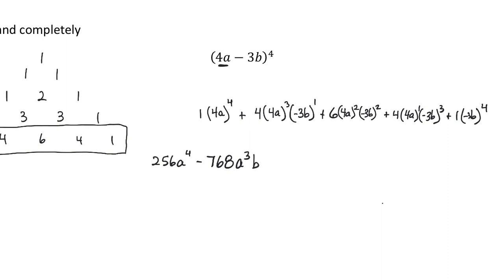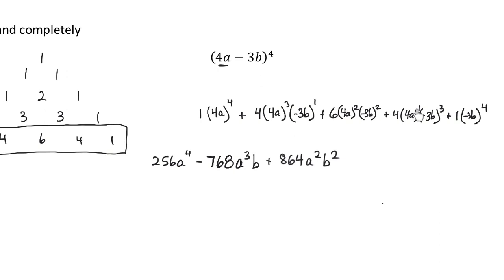All right, the next term, we have 4a raised to the second power. So that's 4a times 4a, which is 16a squared. So this becomes a 16. Here we have negative 3b to the second power. Well, negative 3b times negative 3b is 9b squared. So we have 9 times 16 times 6, which is positive 864. And then a is squared and b is squared.